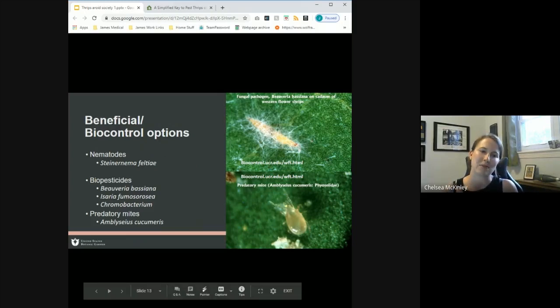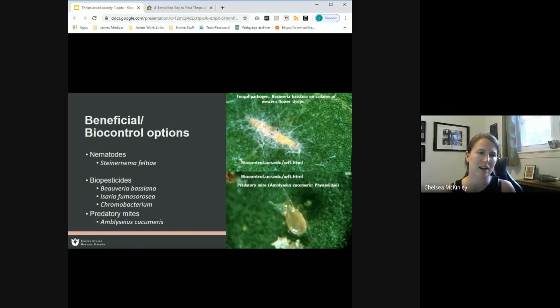Beneficials and biocontrol options. I love this stuff. I do a lot of it with my current job. Some of this might be difficult for you home growing folks, especially in air-conditioned, low relative humidity environments.